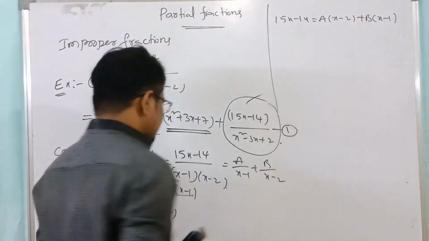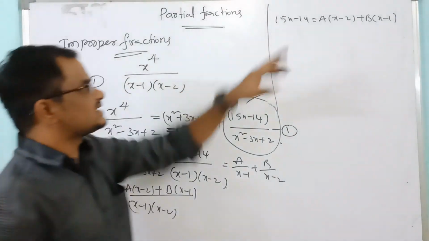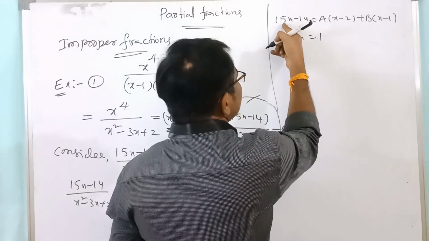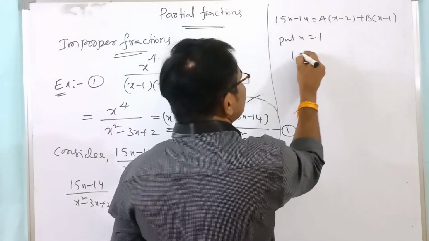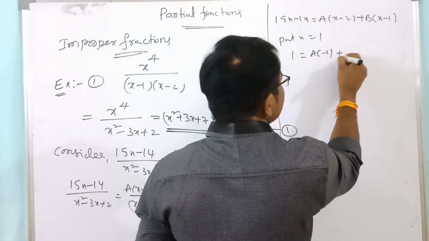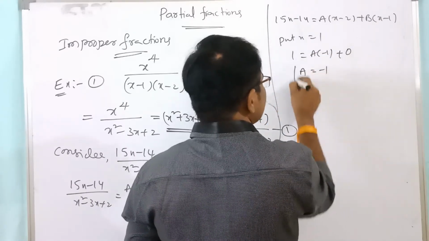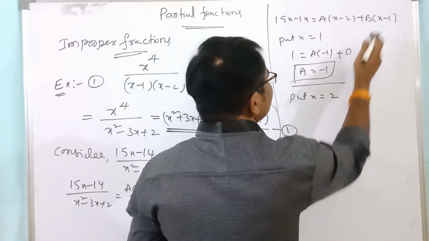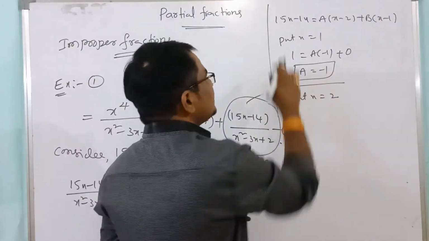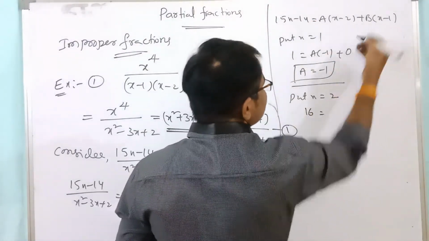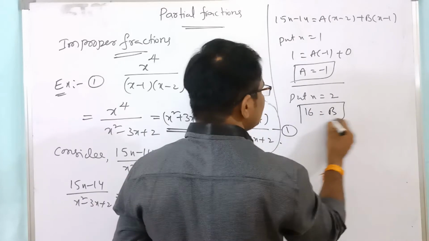Right? Now there are two substitutions because two linear factors are there. First put x equal to 1. If you substitute, it is 15 minus 14, 1 remaining. Here 1 minus 2 is minus 1, and this term becomes 0. So A equals minus 1. Now again put x equal to 2. For this one the first term becomes 0. Now 15 into 2, 30 minus 14, 16 equals, this becomes 0, here B. So B equals 16.